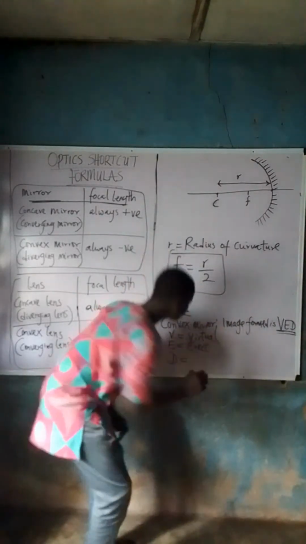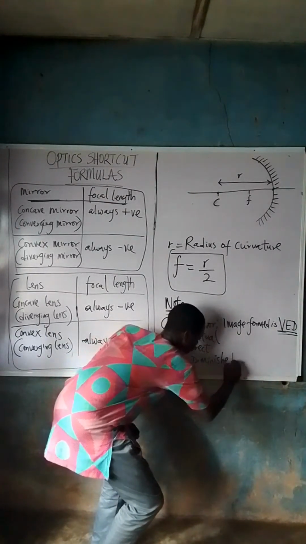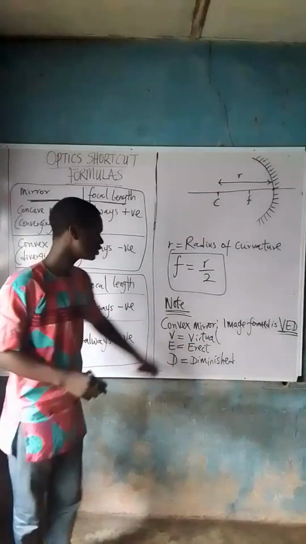3. Image formed is diminished. Take note of these things, guys. Take note of these things. Don't let them make you face simple questions.